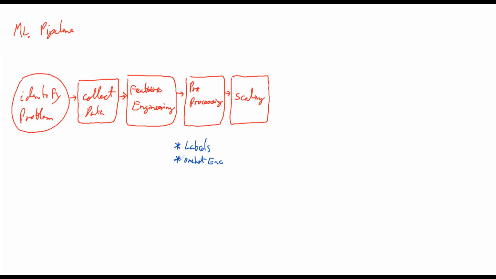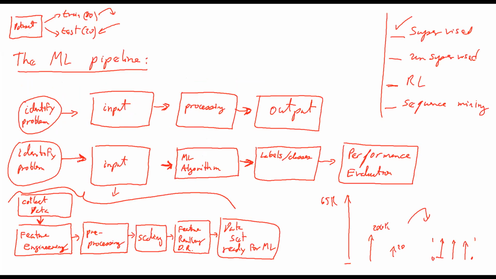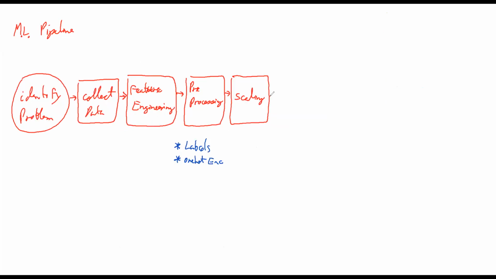But let me go back to the red. Once we go to scaling, feature ranking, and dimensionality reduction. So feature ranking.